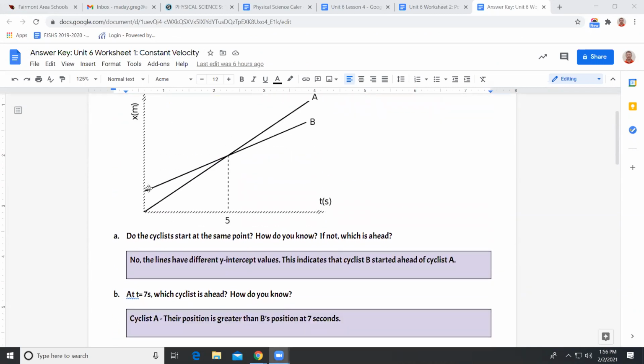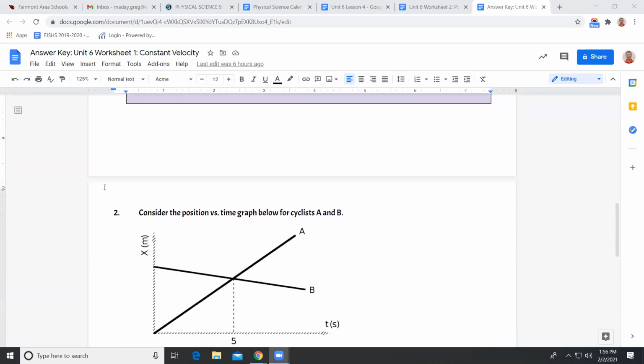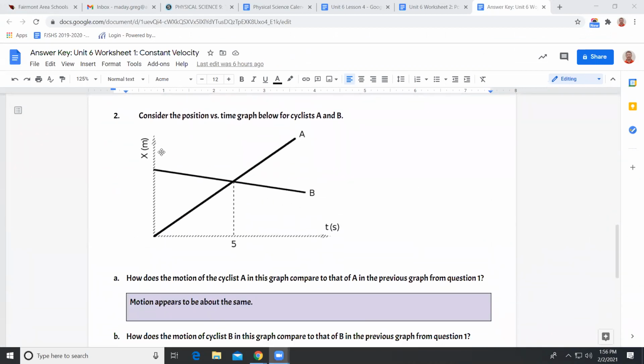So those are the questions related to graph 1. All right, so coming down now to graph 2. So we have a slightly different graph. All right, so question A asks, how does the motion of cyclist A in this graph compare to that of A in the previous graph from question 1?